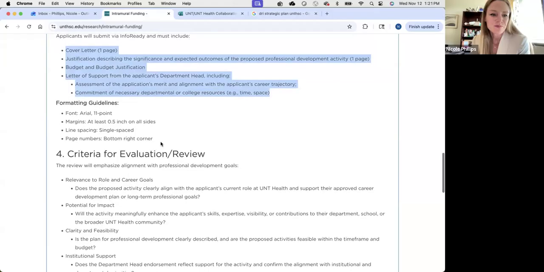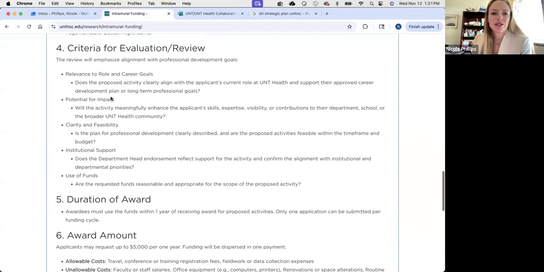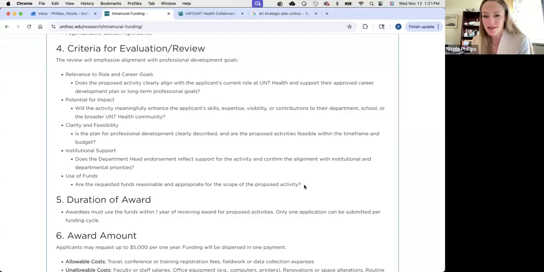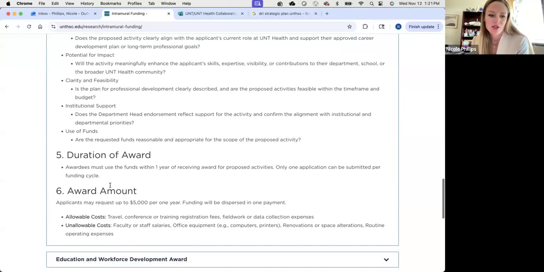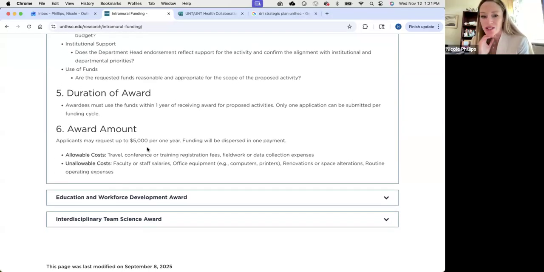Letter of support. And then the criteria, you can see the review criteria for this award shifts. It's no longer the NIH review criteria. It doesn't really make sense here. So here we're looking at how is it relevant to your career goals? What's the potential for impact? The clarity and feasibility of your statement and your description of the activity. If the institution is supportive of the activity, and then how the funds are actually being used. So you can request up to $5,000 per year, and that fund actually must be used within the confines of that single year.